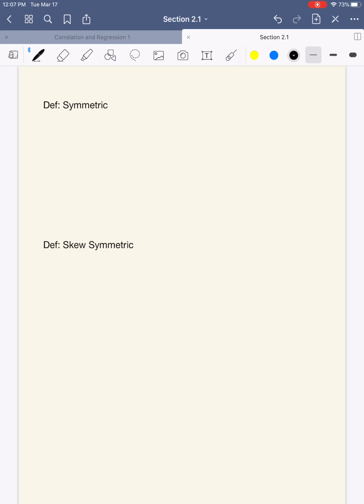So we're going to take a look at two definitions here: what it means for a matrix to be symmetric and what it means to be skew symmetric. A is symmetric if A transpose is equal to A. So a matrix is said to be symmetric if its transpose is identical to the original matrix.